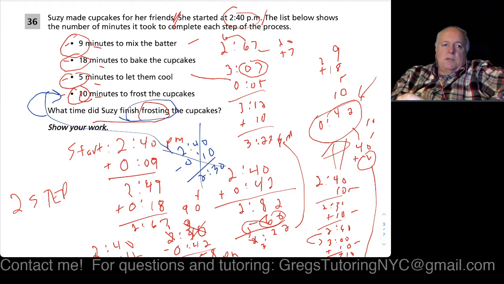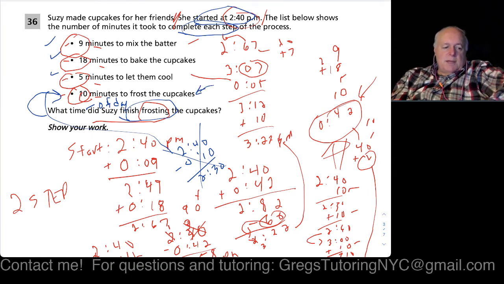Read it through. She made cupcakes with her friends. She started at 240. The list below shows the number of minutes it took to complete every step, each one. She did all the steps. She didn't just do the last step. So what time of day? There's a time of day implicit here. Did she finish frosting the cupcakes? It didn't ask how long she took to frost the cupcakes. It already told us that right here. Okay, so be super careful.